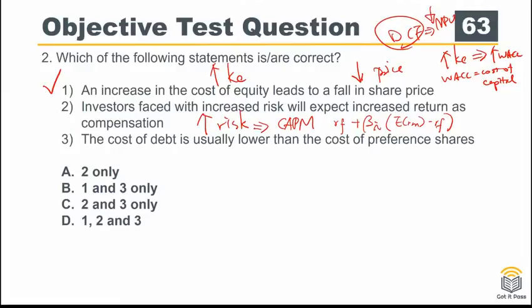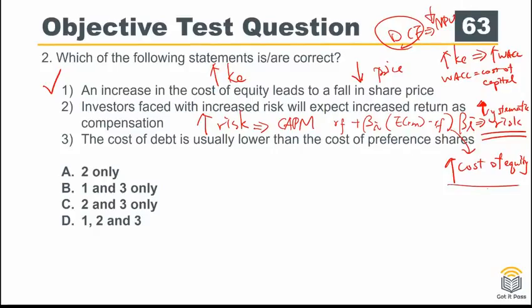The beta can be considered the systematic risk. So when the risk increases, the beta increases as well, and then the cost of equity is also going up. And so what's the return? Cost of equity is the required return by the shareholders, right? So in other words, the return increases as compensation, which is true.